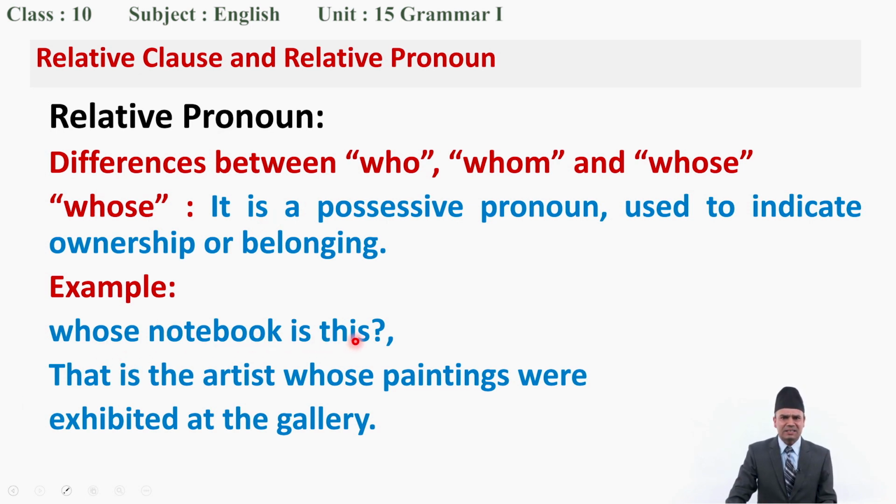So let's see the example. Whose notebook is this? Here it is a question. Whose is used here as a question. That is the artist whose paintings were exhibited at the gallery. In this example, whose is joining, referring to this artist, not a question here. Whose means artist's, okay? Whose painting? Artist's painting. Here it shows the possessiveness.